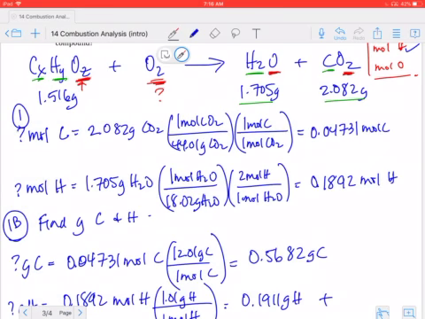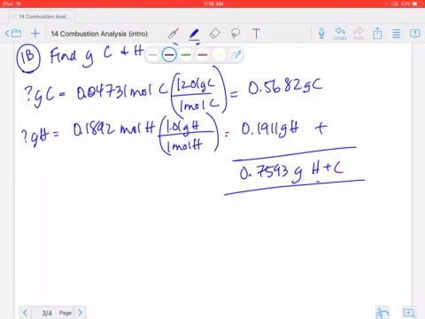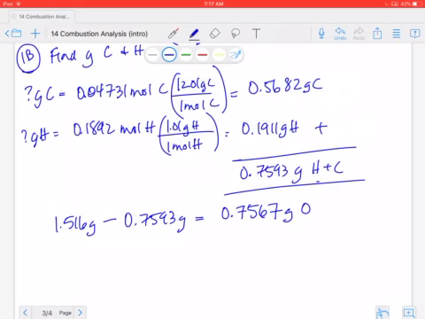Once we have the mass of oxygen, we still need to convert that to moles. So we still have a couple of extra steps. But I'm going to take this number here, this 1.516. So I'm going to put that down here. So we have 1.516 grams. We're going to subtract this here, 0.7593. And we're going to end up with 0.7567 grams of oxygen. Okay, so again, what we did here, this was total mass. This here is the mass of the carbon and hydrogen. So whatever is left over is the mass of our oxygen.